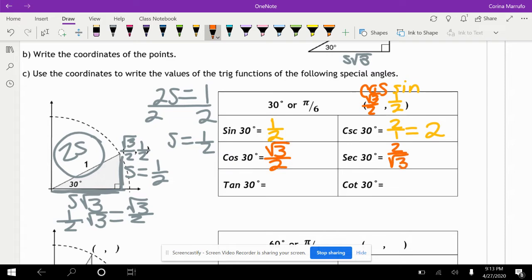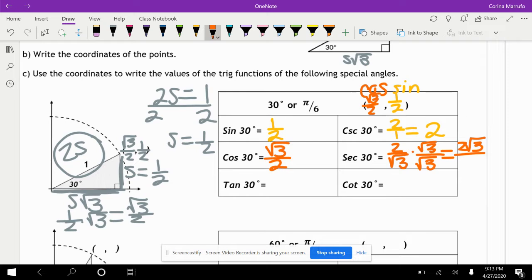Okay. But remember, we cannot have a square root on the bottom, so we have to do something that's called rationalizing. We do so by multiplying the top and the bottom by the square root of 3. Once we rationalize, the top becomes 2 times the square root of 3.